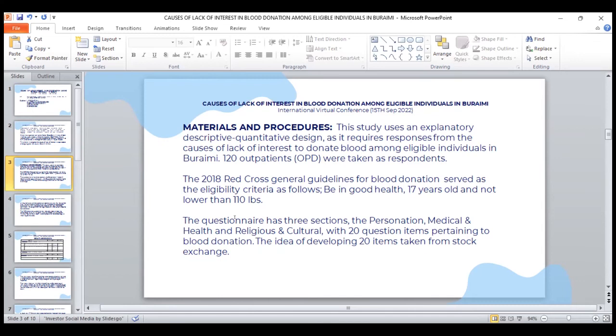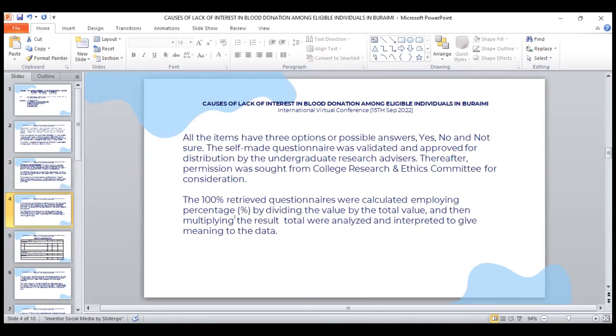As a collective decision from the faculties, the advisors, and the ethics committee, we used a stock and exchange idea to come up with 20 items to elicit the reasons for lack of interest. These fall under personal reasons, health and medical reasons, and religious and cultural reasons. Further, with the methods and materials, all the items are answerable with three options: no, yes, and not sure.